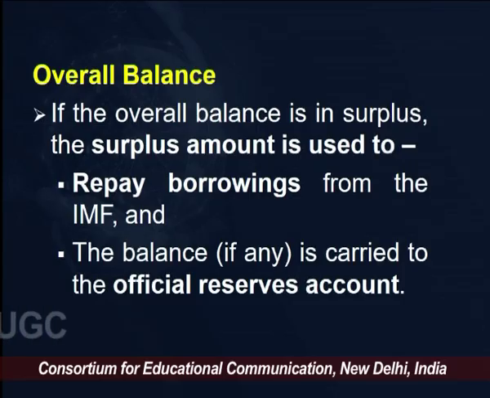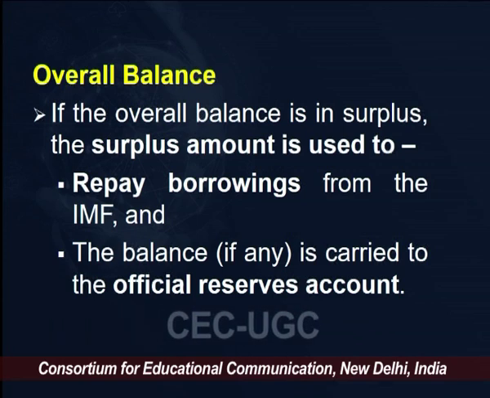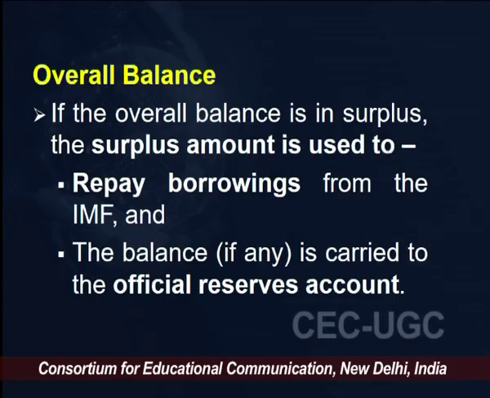So, this is a positive signal for analyzing the BOP account, because there is surplus. The surplus is not only used for repaying the borrowings, but also if anything is left, that is added to the official reserves account. So, the official reserve account will increase because of this adding of the surplus. Then the reverse may also happen, that is, if the overall balance is in deficit, the monetary authorities of the country arrange for capital flows from different means.